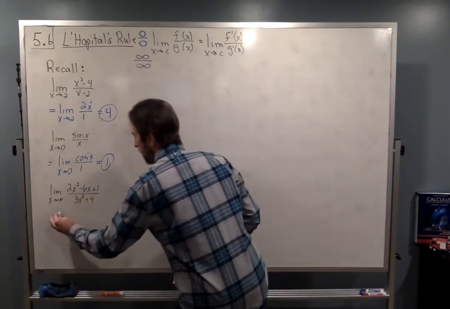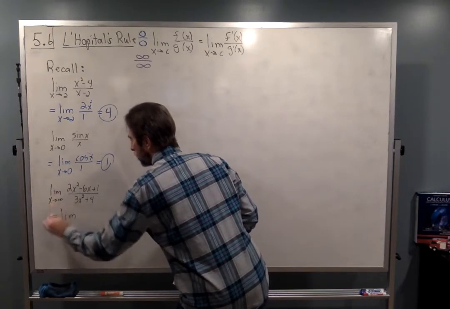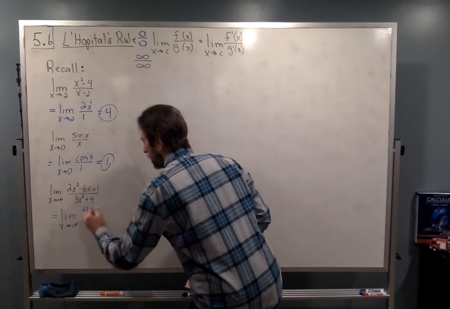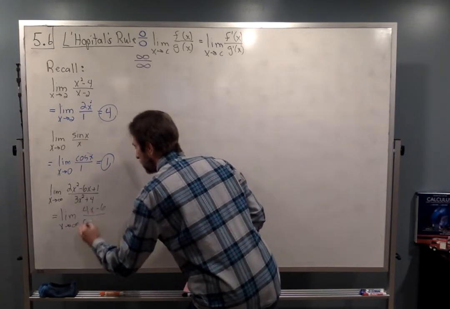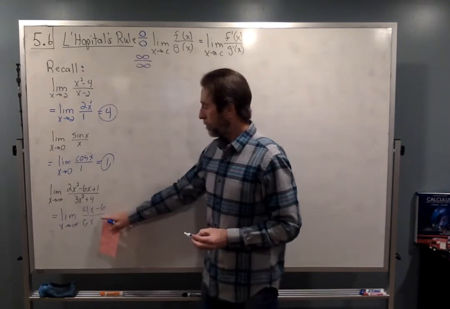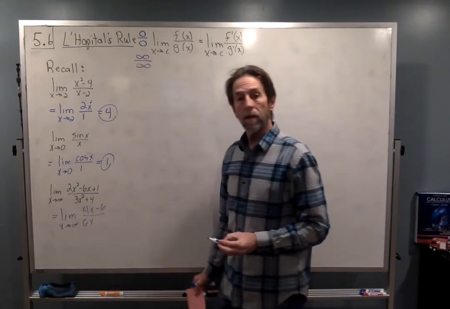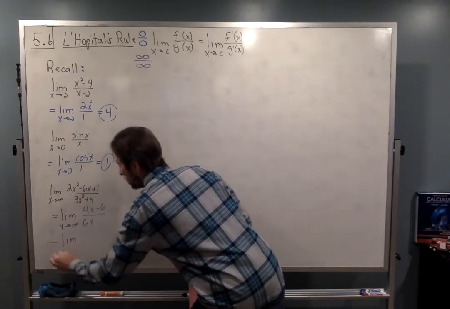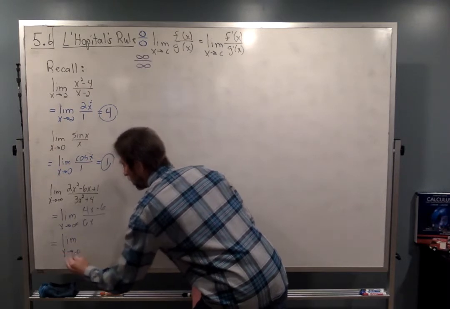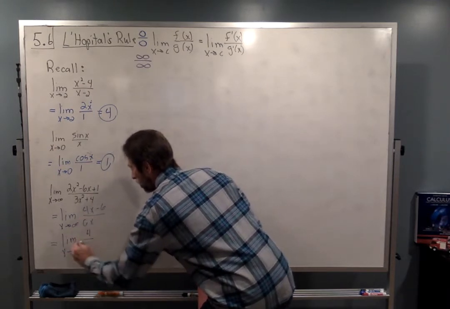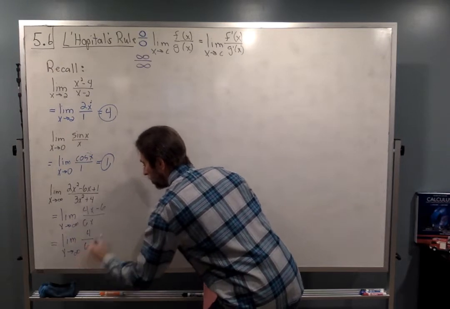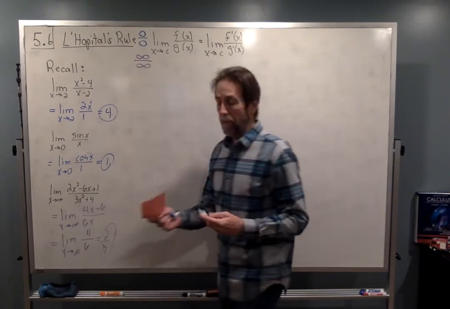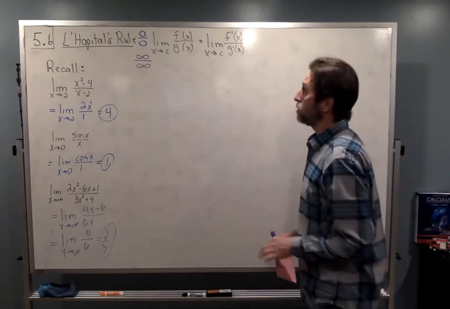Here, if I take the derivative of the top, it's going to be x going to infinity. The derivative would be 4x minus 6 over 6x. If I try to use direct substitution, we notice it's still going to be infinity over infinity. So I apply L'Hopital's rule again. Derivative of the top is 4. Derivative of the bottom is 6. We reduce it, we get 2/3. Remembering that any limit of a constant is itself.